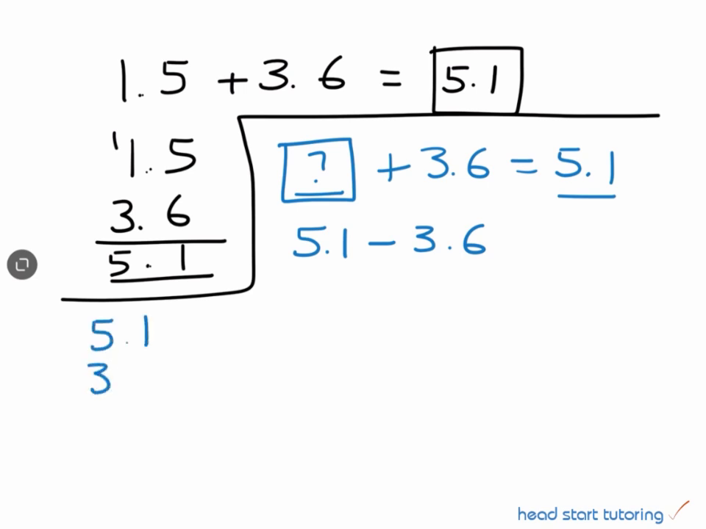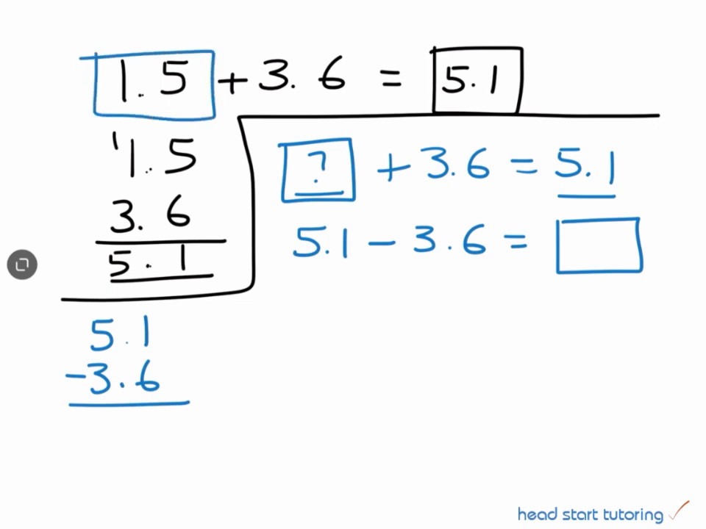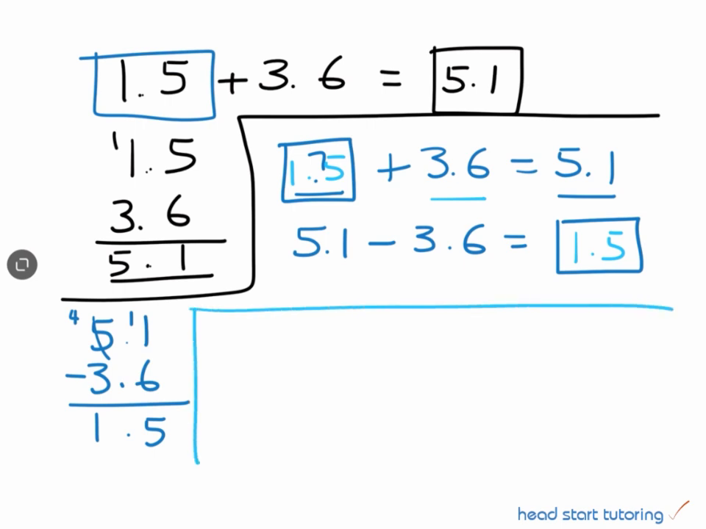5.1 minus 3.6, and we are going to hopefully get an answer of 1.5. So we borrow from our 5, 11 minus 6 is 5, we bring down our point, and that's 1. So we end up with an answer of 1.5, which is our question mark. We can put it in there. 1.5 plus 3.6 gives us an answer of 5.1. So that works out perfectly.